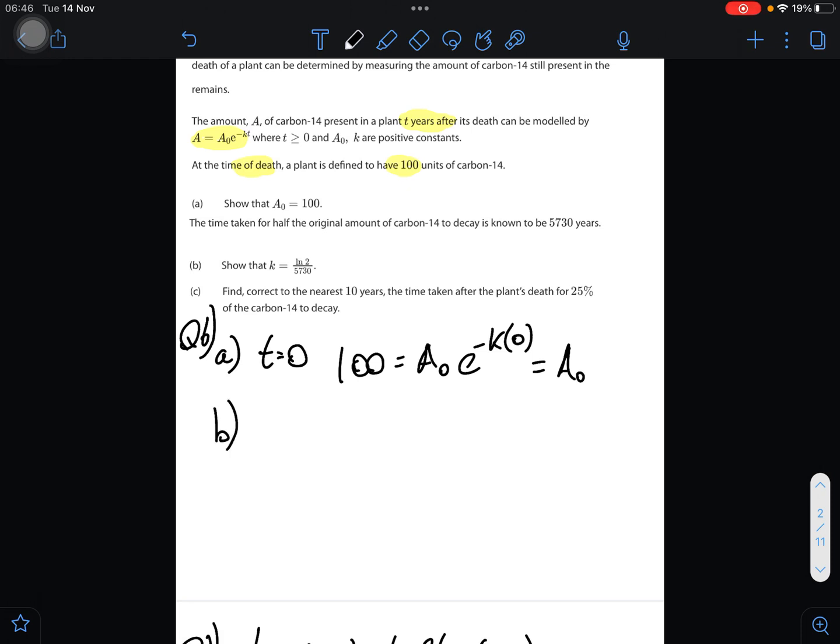Part B. Show that k equals ln 2 over 5730. Okay, carbon-14 is known to decay. The time taken for half the original amount of carbon-14 to decay is known to be 5730. So we know that it starts at 100, half will be 50, and we need our function to be equal to 50 for some value of k, with a value for t equal to 5730.